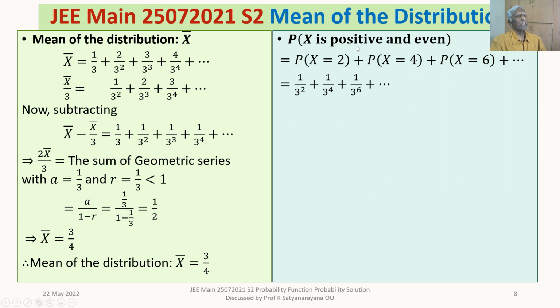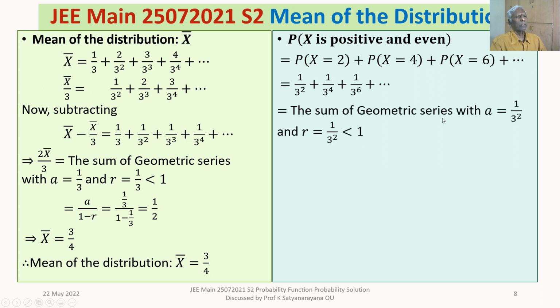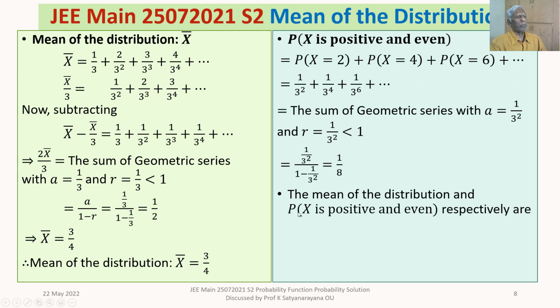Now, P of X is positive and even. We have already seen that it is equal to 1 by 3 square plus 1 by 3 power 4 plus 1 by 3 power 6 plus so on. This is the sum of a geometric series with first term a equal to 1 by 3 square and common ratio r equal to 1 by 3 square, less than 1. The formula is a by 1 minus r, that is 1 by 3 square by 1 minus 1 by 3 square. Simplifying, we get 1 by 8. So the mean of the distribution and the probability of X being positive and even, respectively, are 3 by 4 and 1 by 8.